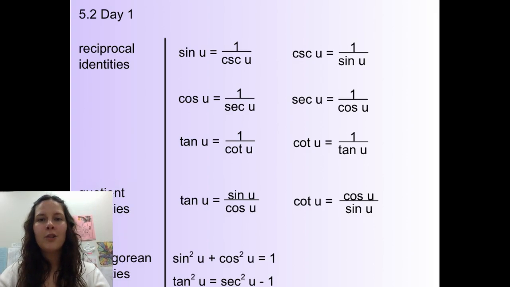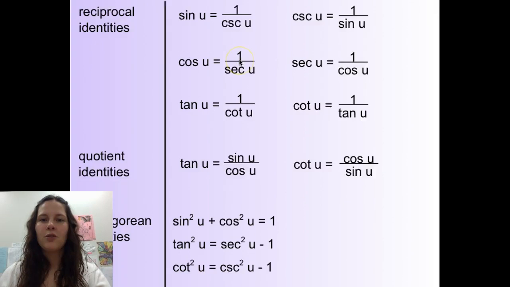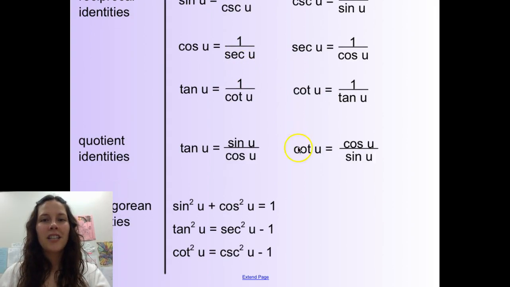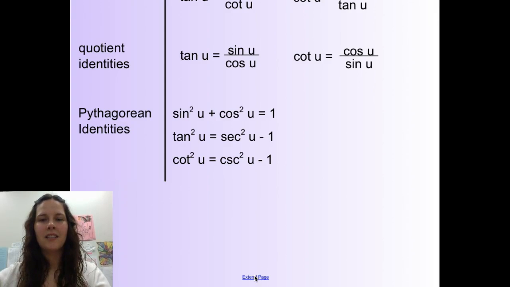You know all of these, you worked with them quite a bit in Unit 4, so I'm not going to go through each of them individually. Our next set of identities you are also familiar with. These are the quotient identities with tangent and cotangent, and you know those ratios as well. The ones that are new to you, at the bottom of the page here, are the Pythagorean identities.